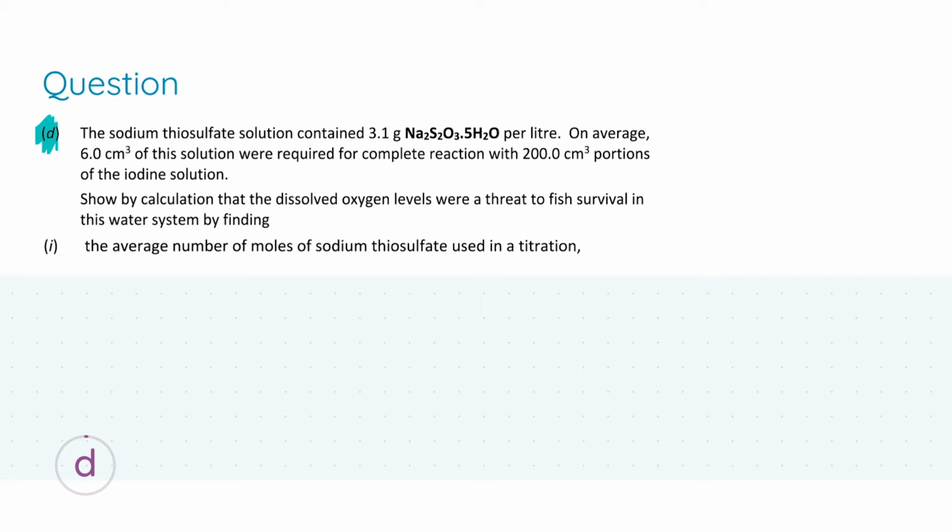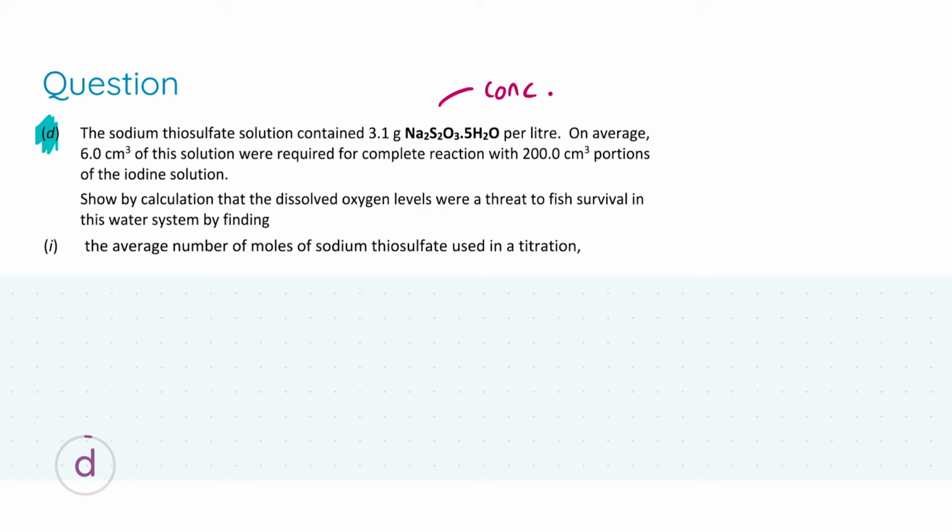Starting off as normal, I'm going to read through this little paragraph. So we're told here that there is some sodium thiosulfate solution that contains 3.1 grams of a hydrated sodium thiosulfate compound, and this is given to us in per litres. Quick thing to know here is that when we're given grams or mass per litre, or mass per volume would be more general, the way that we can remember this is actually as a concentration. So just write conc there for concentration shorthand. Whenever we have a mass per unit volume, it's actually a measurement here of concentration.